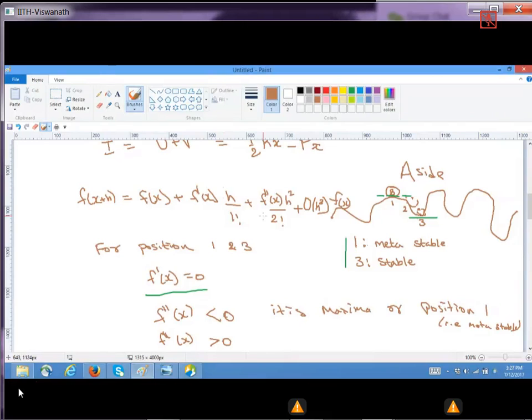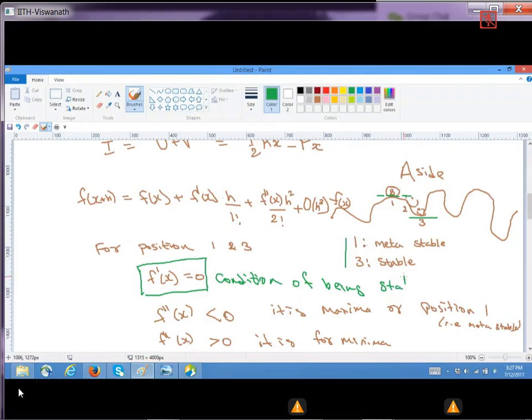So it is for minima. Anyway, maxima and minima is not our criteria, but for any maxima and minima you need to see that this is a condition of being stationary. Stationary means either it reaches maxima or minima when its first derivative is equal to 0.